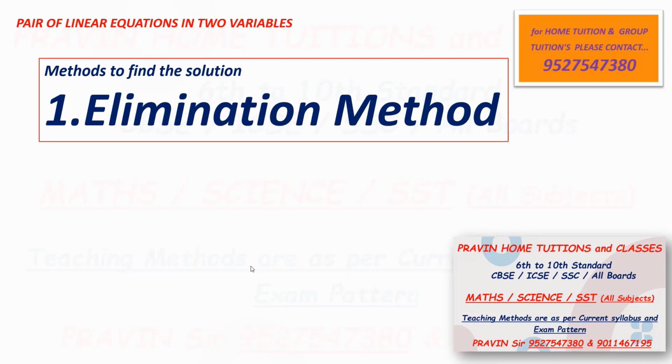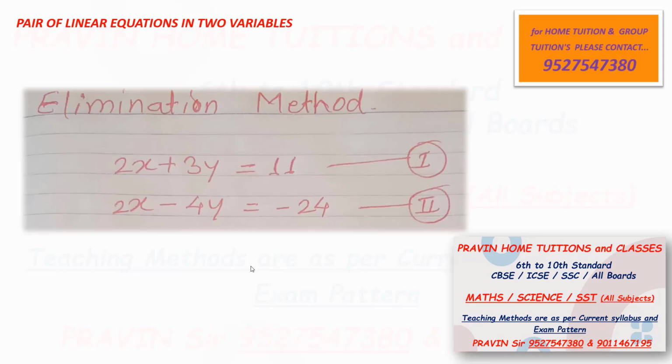One more method, that is elimination method. Now in elimination method, as the name itself suggests, we eliminate one of the variables. How do we decide which variable we want to eliminate? Based on the coefficients. If the coefficient of any variable in both the equations is the same or equal, then we should try to eliminate that variable.